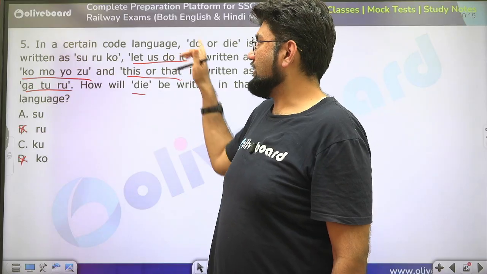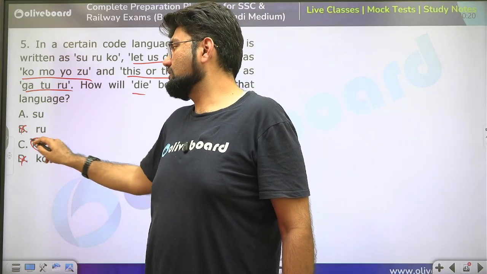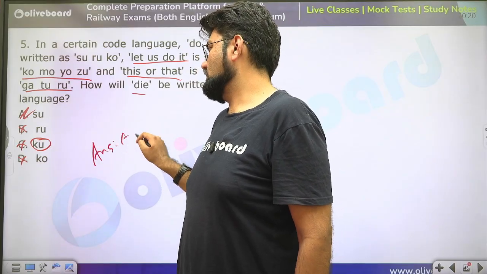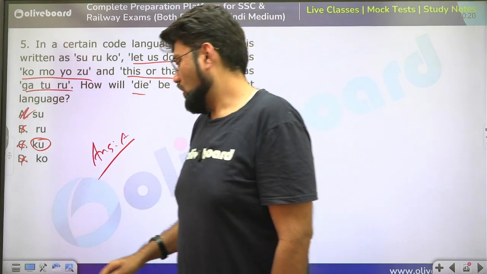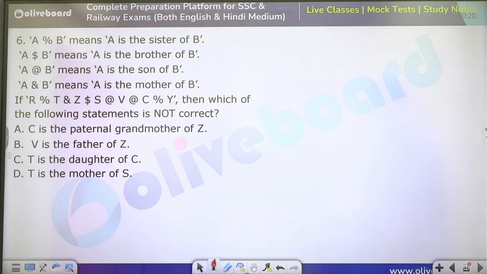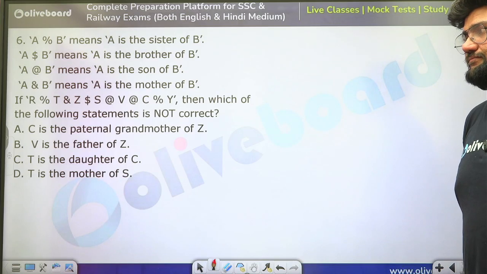But if you observe carefully, there is no KU anywhere. So you're only left with SU as the correct answer for "die". It will always be easier to solve Chinese coding with option elimination. Observe the question carefully.